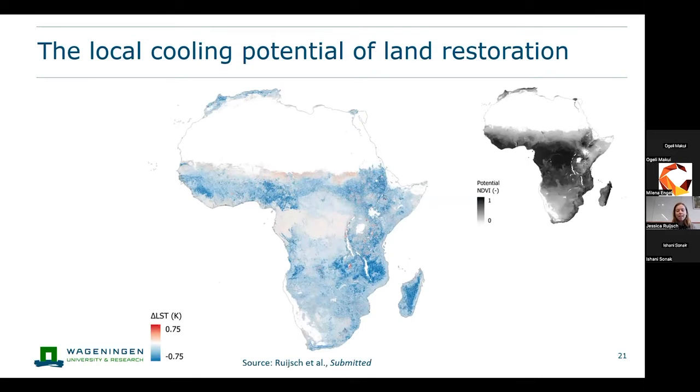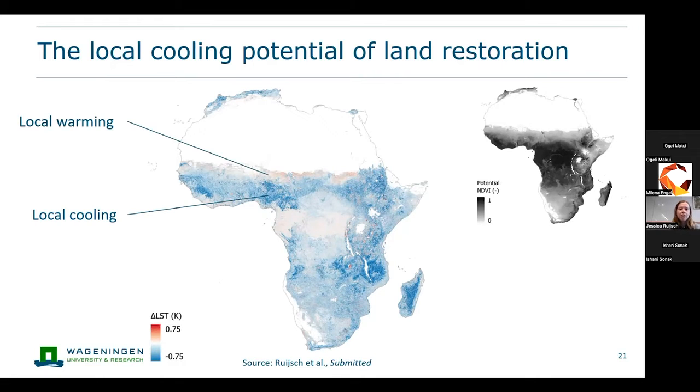And if we then combine all this data, we get this map. And it shows the change in surface temperature due to land restoration that could potentially be obtained. And then we see that large areas of Africa, so the blue areas, have a cooling potential due to land restoration.